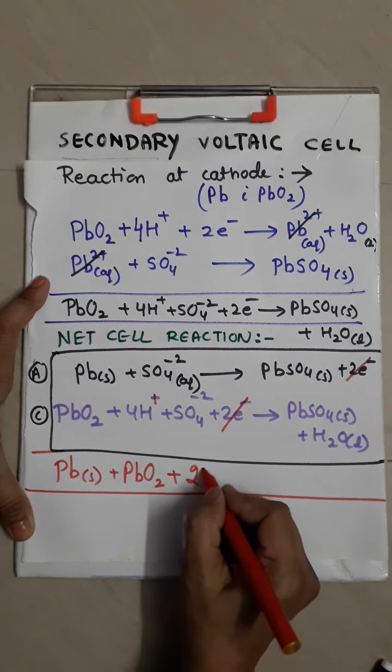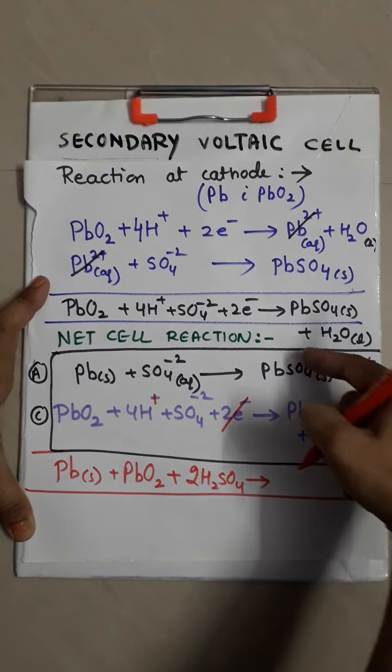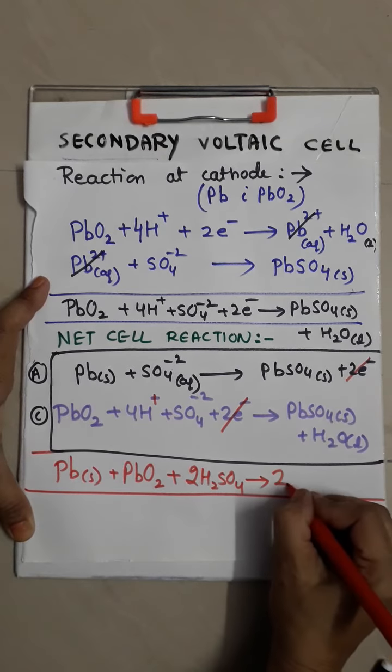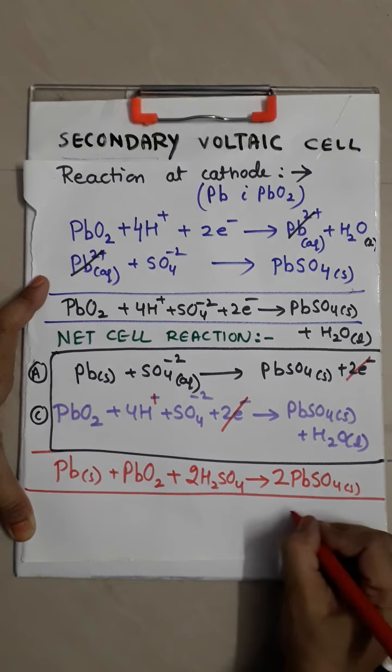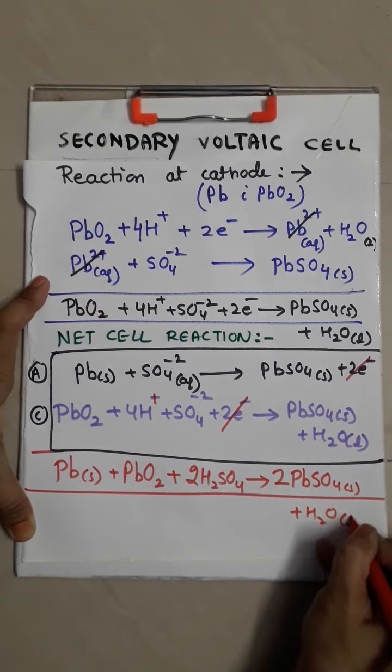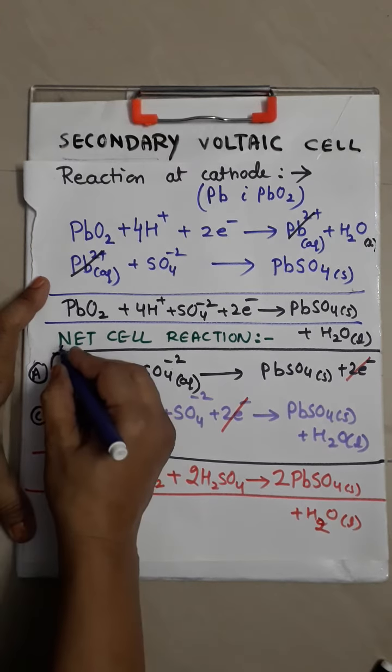So I can write 2H2SO4. Okay, forming, let us add these two. So we'll get 2 PbSO4 solid plus 2H2O liquid. So students, what is the meaning of this net cell reaction now?